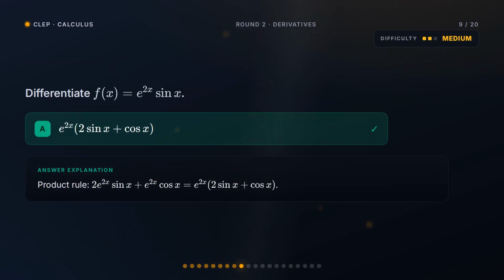By the product rule, the derivative of e to the 2x is 2e to the 2x times sin x plus e to the 2x times cosine x. Factoring gives e to the 2x times the quantity 2 sin x plus cosine x.